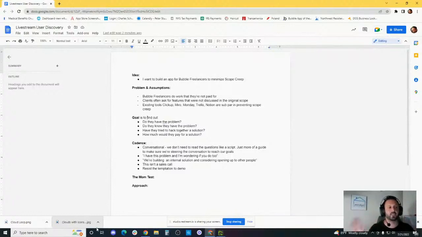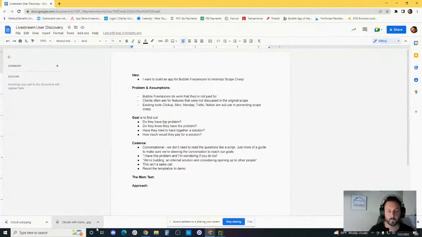Have they tried to hack together a solution? That's a big one. If they've done that, whether it's an Excel spreadsheet, that's usually what it is, or they're pulling from four or five different softwares to solve their own problem, that's a great sign. If they understand enough about their own problem that they've tried to solve it with something they've built themselves, that means you should probably continue down this path.